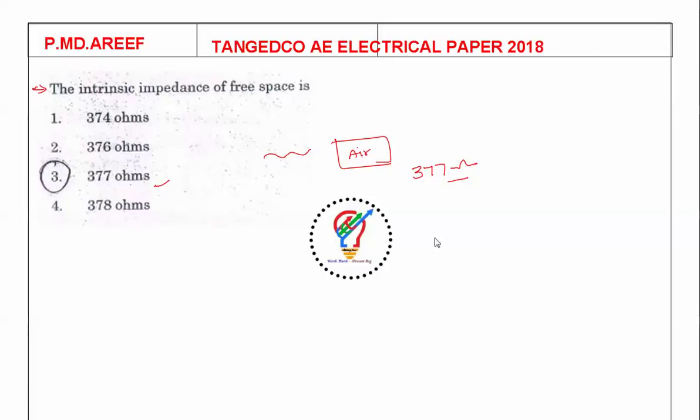And additional information is intrinsic impedance given by eta, which is equal to electric field intensity E divided by magnetic field intensity H, or which is equal to square root of permeability by permittivity. Okay, next question.